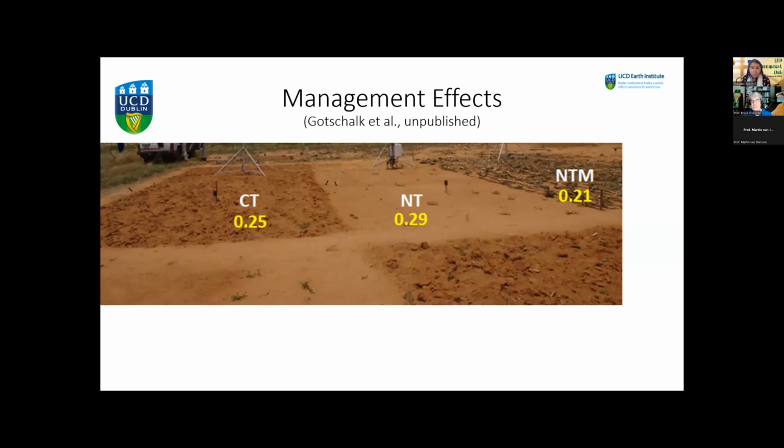We also can see the same if we look at management activities. So this is an example from a system in Africa where they've used conventional tillage, CT, non-inversion tillage, and non-inversion tillage plus mulching. And the figures indicate the reflectance or the albedo associated with each of those systems. And you can see that there's a change in albedo associated with these different management practices.